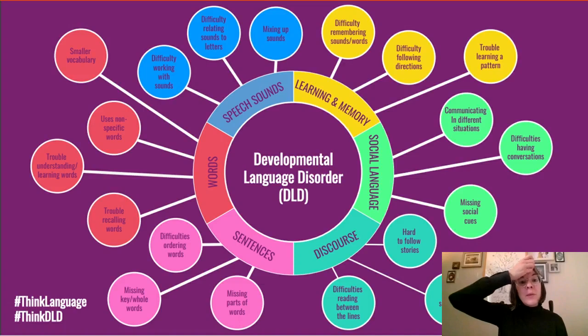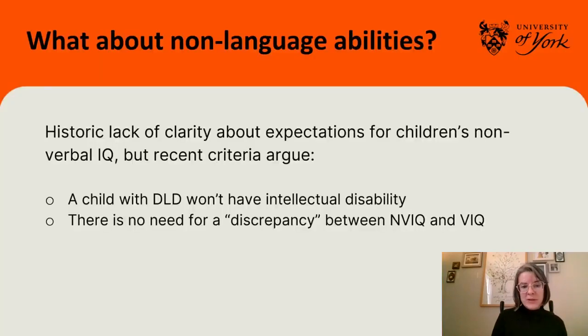So some people ask about what is happening with these children's non-language abilities. So if a child has got poor vocabulary, some grammatical problems, narrative issues, what are we really expecting about the other strengths or difficulties that child might show? So historically, there was a lack of clarity about what we should expect for these children's non-verbal IQ. But recently, the criteria would argue that a child who is going to get a diagnosis of developmental language disorder won't have intellectual disability, so they will have an IQ above, say, 70. There's no need for there to be a big discrepancy between non-verbal IQ and a verbal IQ.